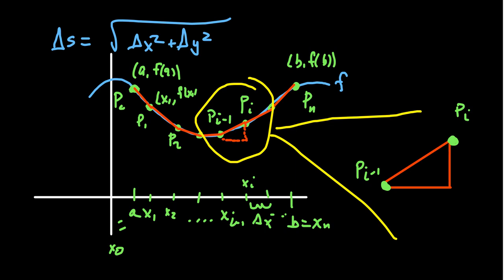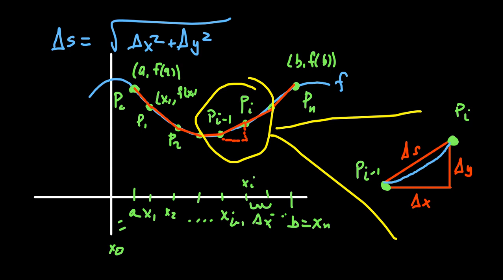The function is doing something a little bit different than the line, right? It might be doing something like this. But the idea is for a small enough interval, the hypotenuse of this triangle will be approximately the same thing as the blue curve. So we see that with respect to Pi minus 1, the adjacent side is going to have a length of delta x. The opposite side will have a length of delta y. And then the hypotenuse will have a length of delta s.